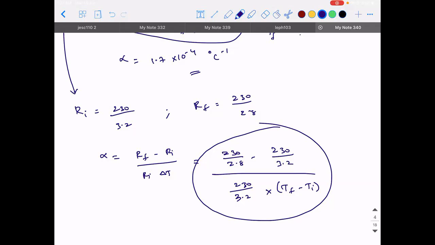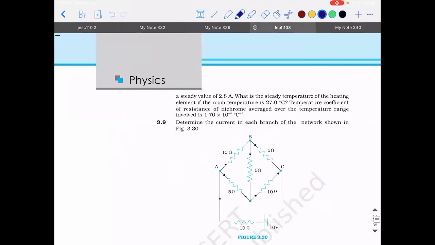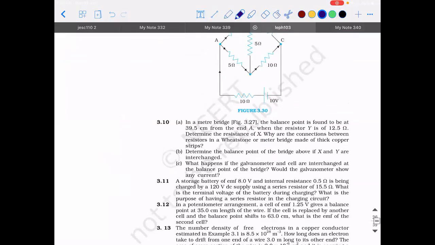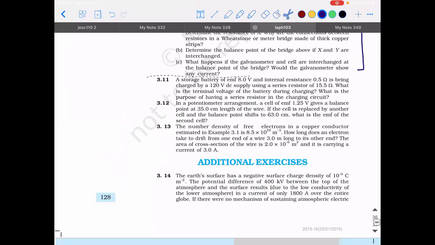Okay. Going to the next one. 3.9 we have solved. Determine the current in each branch of the network shown. We have solved this. This also we have solved. Well, explain meter bridge. I think we have solved this question. Next is this problem.